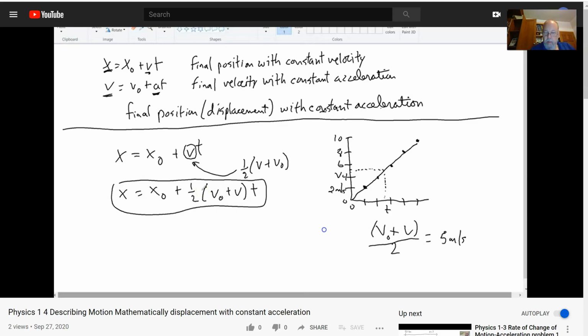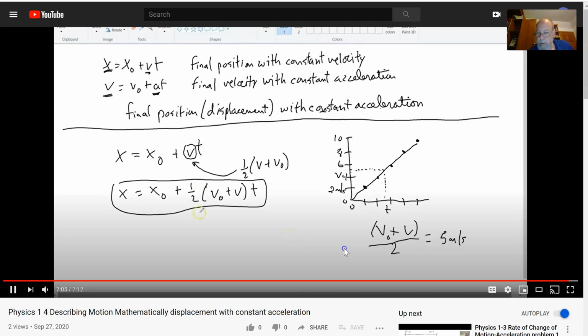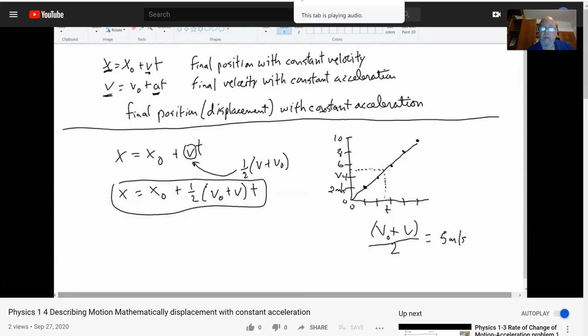Okay, so even if you're not quite clear on this, let's go ahead and use this formula and look at the next formula.